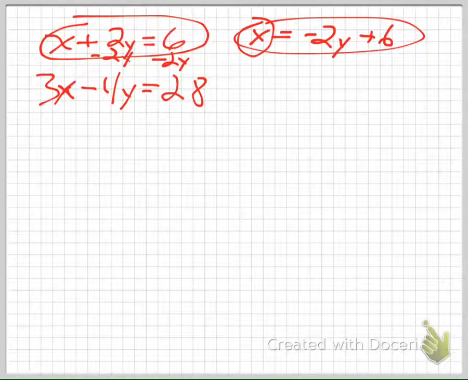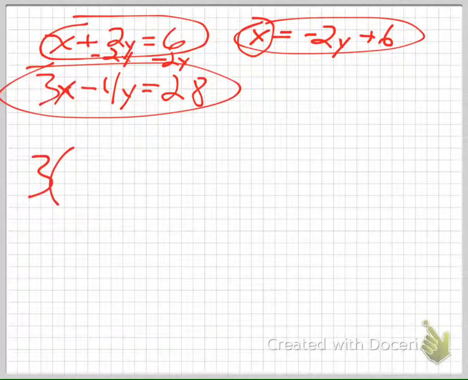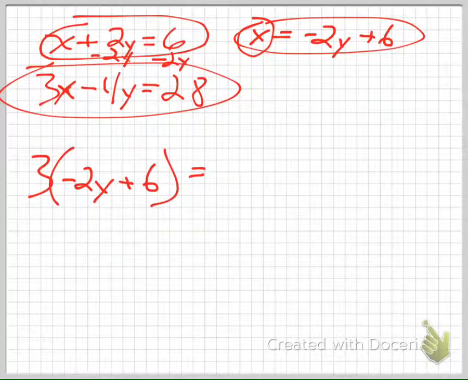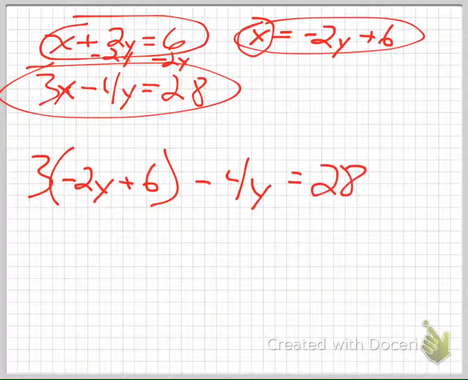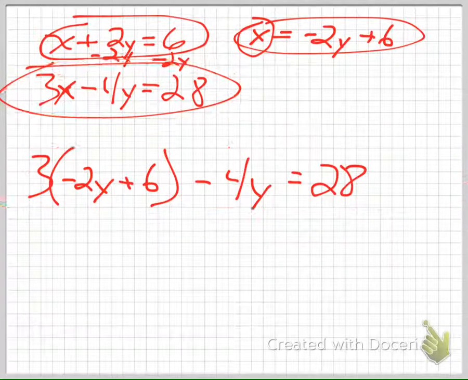So what that means is this. I'm going to rewrite this with, instead of an x here, what? Negative 2y plus 6. Watch. So I'm going to go 3 times (negative 2y plus 6) minus 4y equals 28. Notice the difference between this and this now is that instead of x, I have what x is equal to in its place. Do you agree? That's all I've done.